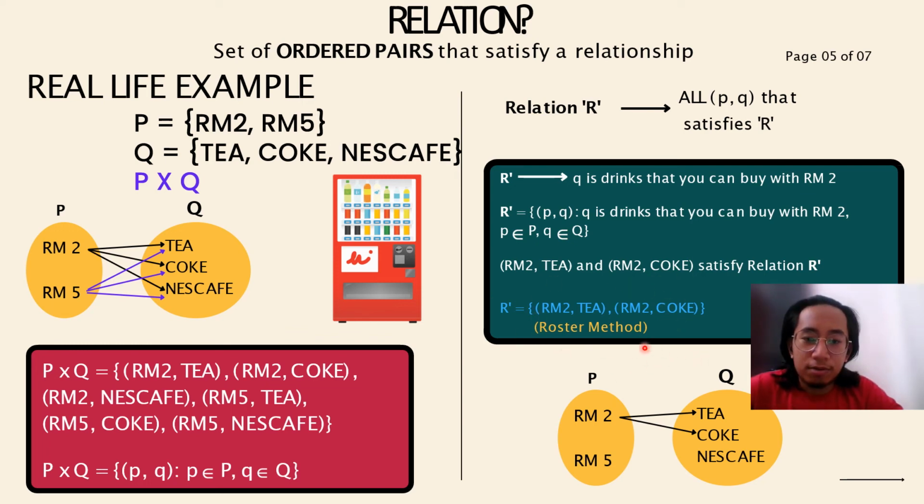Roster here means list. R' can also be represented using an arrow diagram. We can draw an arrow for every ordered pair in set R'. So we can draw one arrow for (2 ringgit, Tea), and another arrow for (2 ringgit, Coke). So that is all.